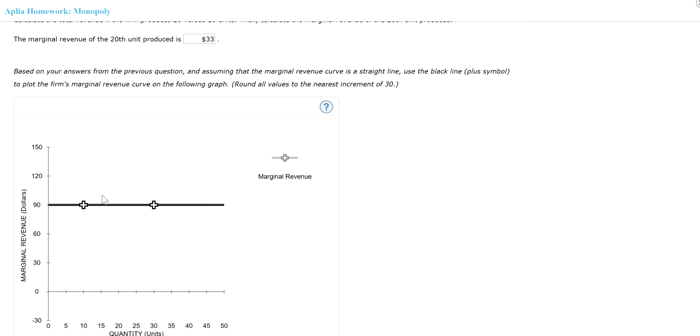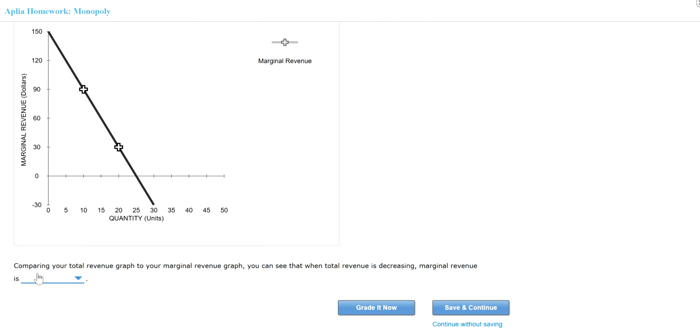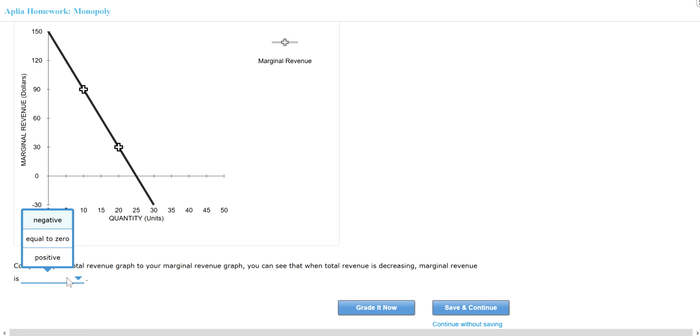Second one, unit 20 and 30. All right, so that will be our marginal revenue curve. Comparing your total revenue graph to the marginal revenue graph, you can see the total revenue is decreasing. Marginal revenue is also negative. Okay.